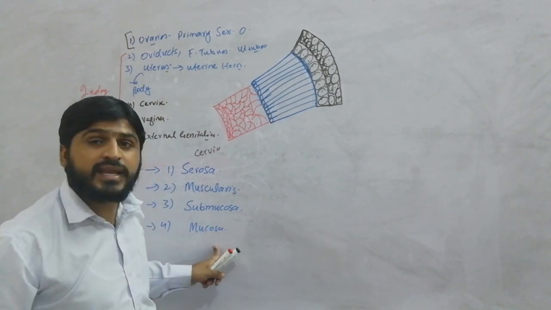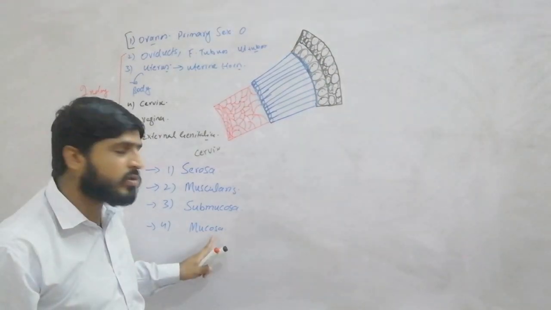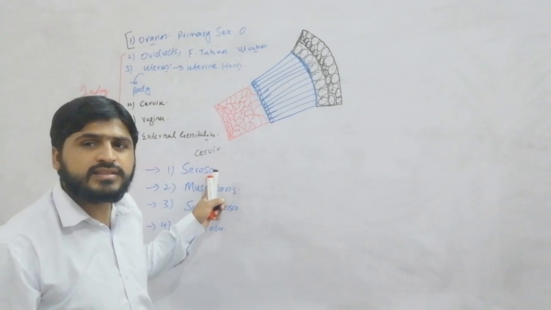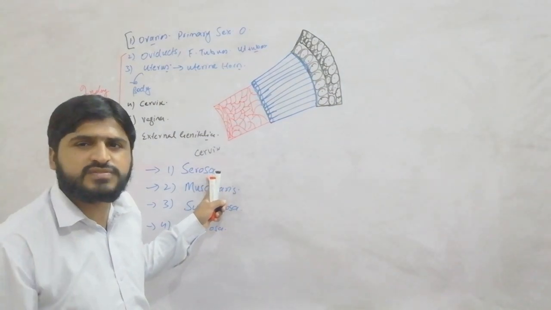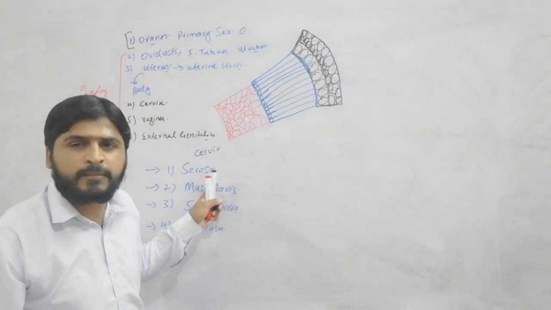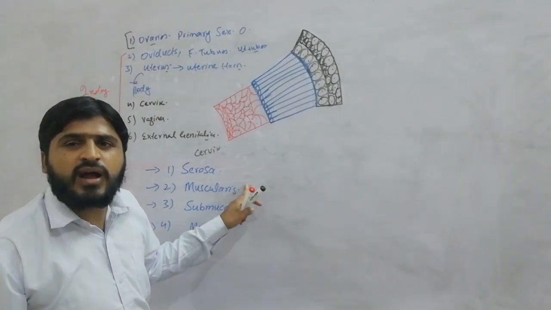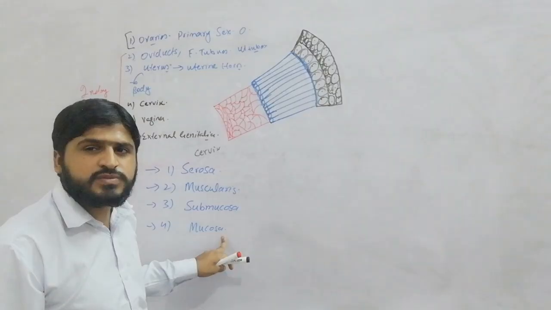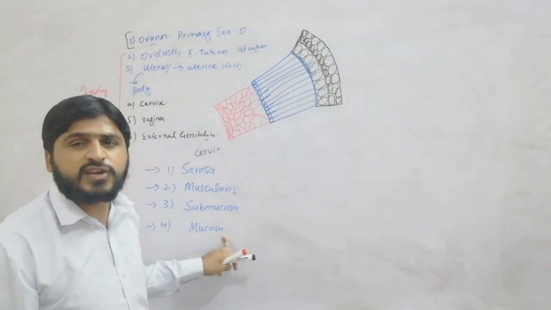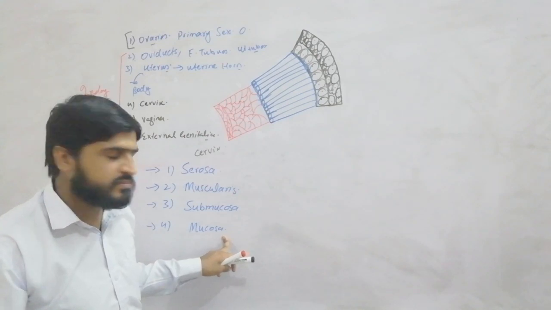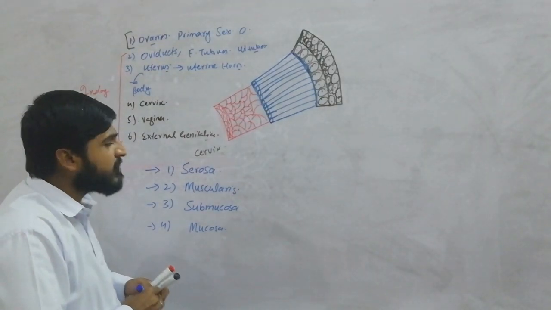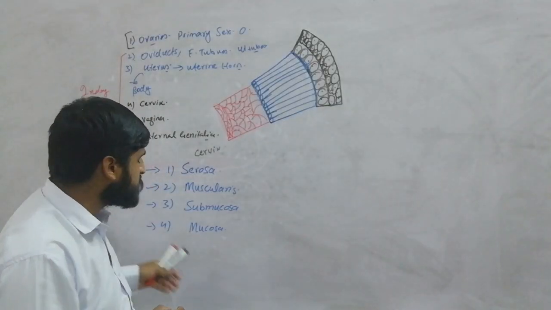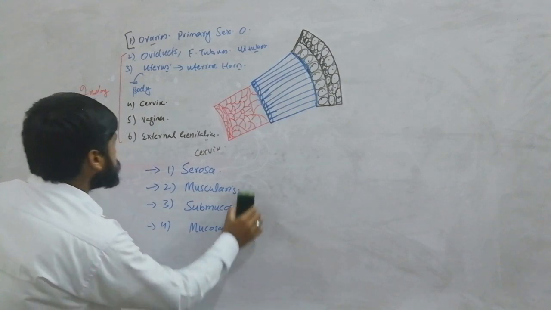If we start from the inner side, the first one is mucosa, and then submucosa, muscularis, and then serosa. These are the four layers which cover or surround the reproductive system of the cow. These layers maintain the shape of the reproductive system of the cow. Now we are discussing these layers, and I am telling you about them.